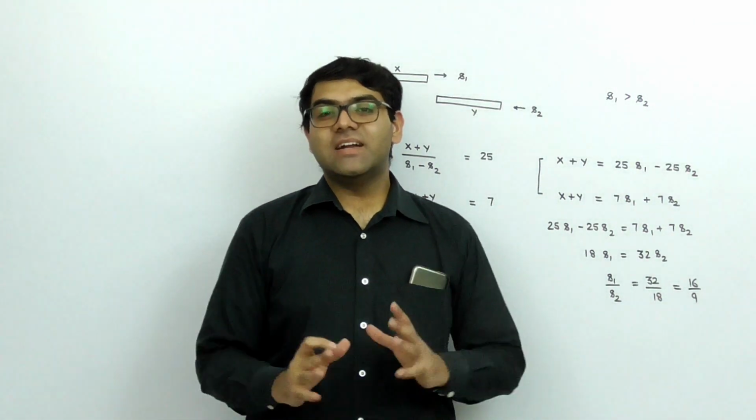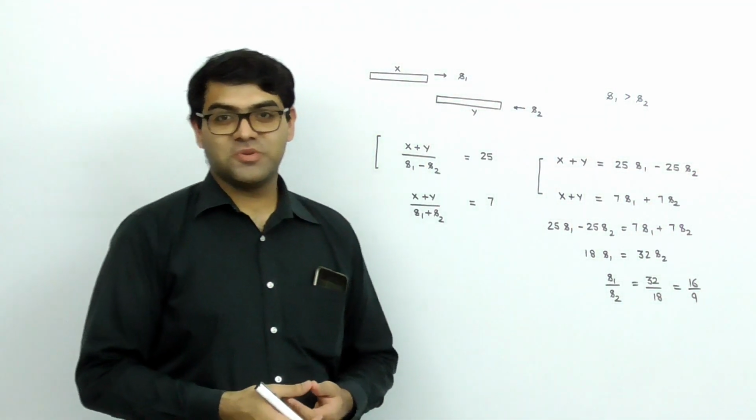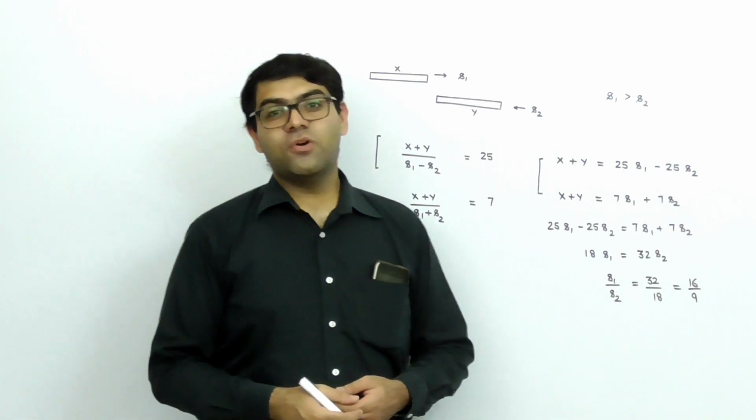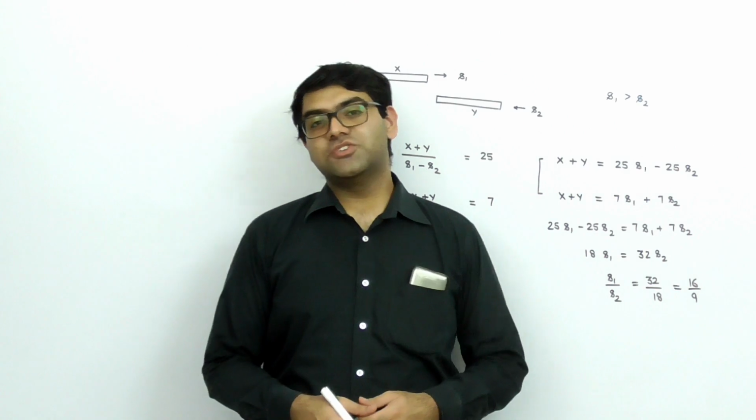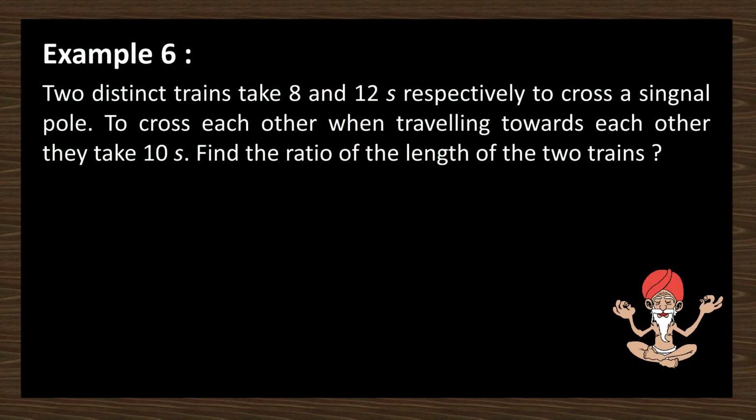Now, this is a standard example that you often see on your paper. Next, we move on to an example जहाँ पे हम speeds की ratio के बजाय length of the trains का ratio निकालेंगे. Two distinct trains take 8 and 12 seconds respectively to cross a signal pole. To cross each other when traveling towards each other, they take 10 seconds. Find the ratio of the length of the two trains.